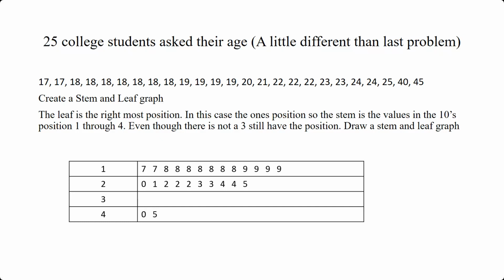We had a 20, a 21, 3 22s, and so on. There were none in the 30s, and then this is a 40 and a 45. And it's called a stem and leaf graph. This is the stem, these are the leaves. The leaves are your rightmost digit. So if we had 101, then this would have been a 1, and this would have to go all the way down to 10. Questions on that?